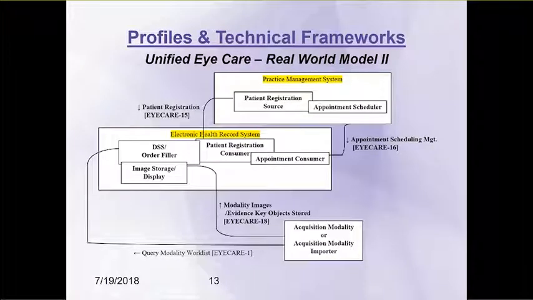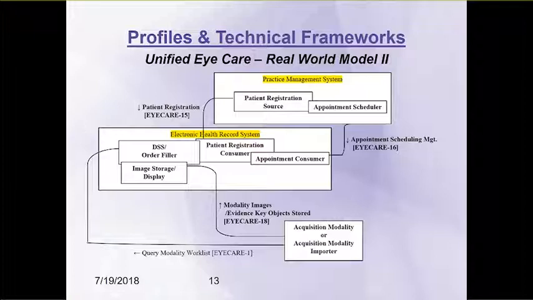Now, if we go to Real World Model 2, there are some differences, because we don't have a standalone PACS imaging system in the mix. We have an electronic healthcare record system that has DICOM capabilities and also may have imaging display capabilities. So a lot of those actors that were necessary in Real World Model 1 are no longer required. In this case, the PM largely stays the same, but the electronic healthcare record now becomes the source for the work list and is the place where images are stored.